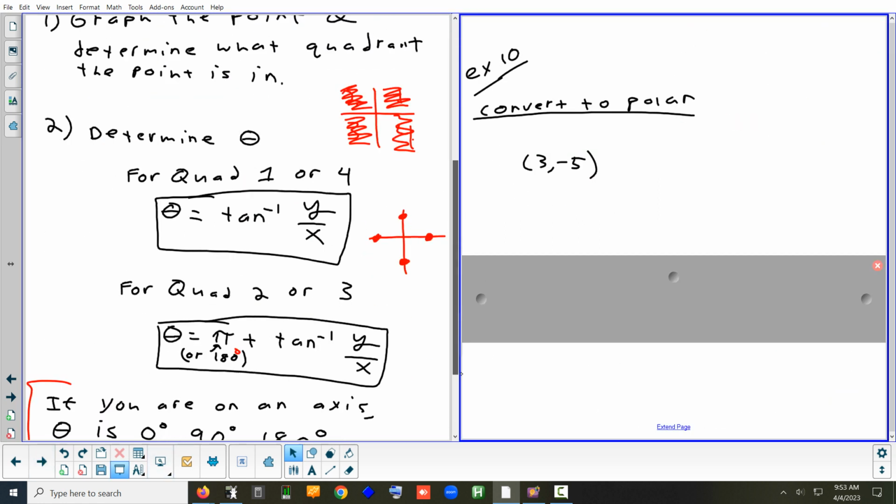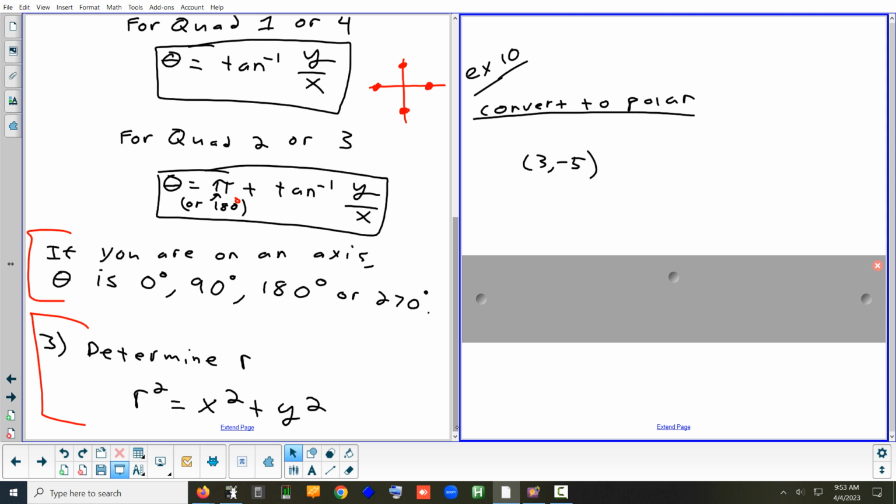So we'll try one of those, and that'll be it. Okay, so 3, -5. First thing is, what quadrant is 3, -5 in? 4. Not looking for a perfect sketch, I just need the quadrant. So now, what's your formula for theta if you are in quadrant 4? Inverse tangent y over x. So inverse tangent of -5/3.